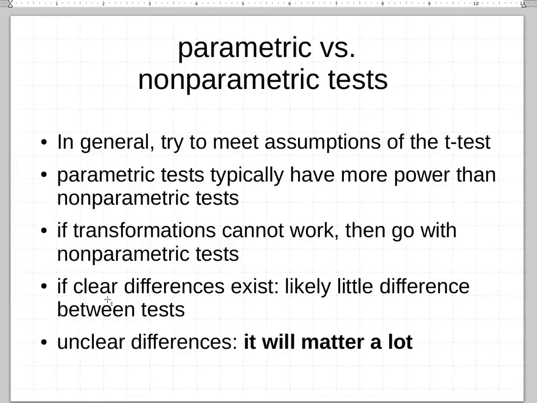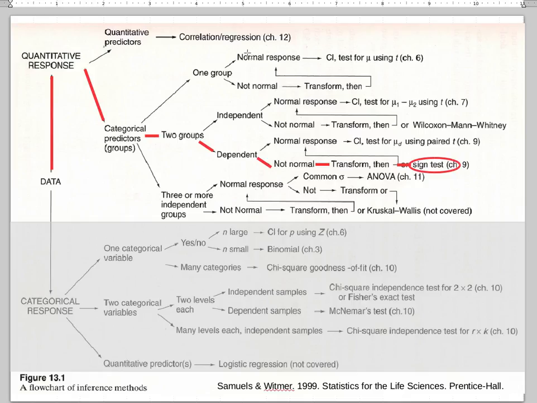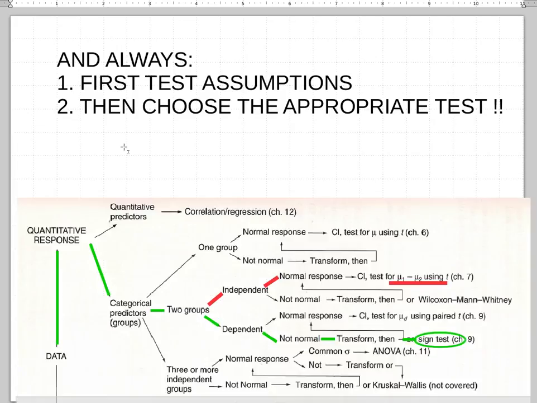If there's clear differences that exist, you're likely to get a difference between those two different tests. If your differences are unclear, on the other hand, if you have vague distributions that are not obviously going to be normalized very well, the difference between a parametric and a non-parametric test might be really critical, and you might get very different answers. So I hope you see that t-tests are a way to go if your data are normal. If they're not normal, then we should be carefully trying to do some transformations, and if they're not able to be transformed, don't worry about it. You have some backups in both those cases, the Wilcox test and the sign test. Okay? So always first test the assumptions and then choose the appropriate test.